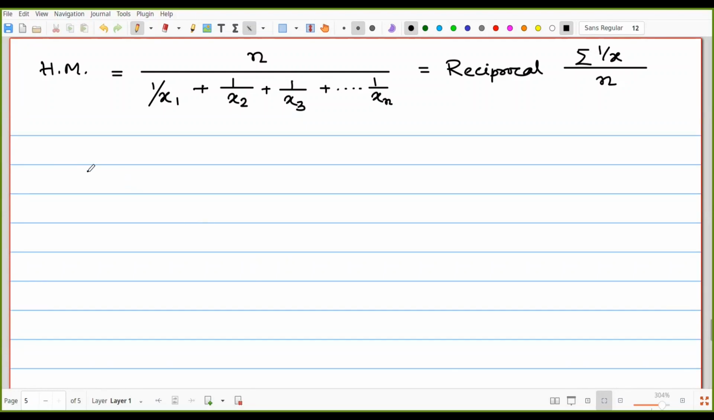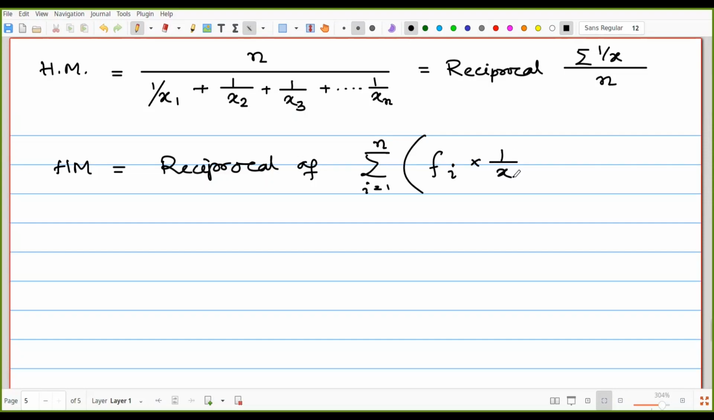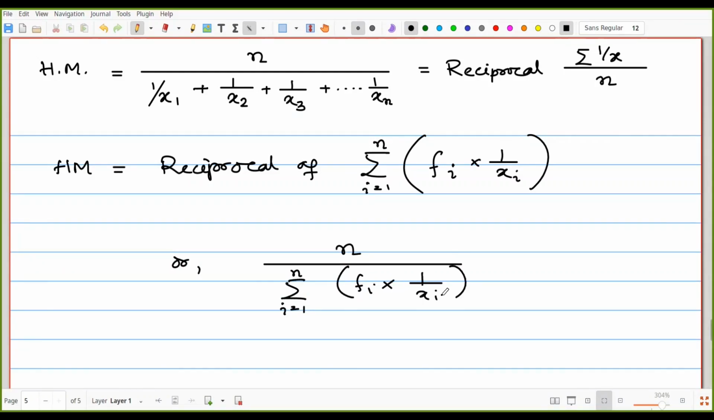And for the weighted harmonic mean, HM is equal to n divided by the summation of i equal to 1 to n of fi into 1 by xi. Let's check with one problem, that would be a better way.